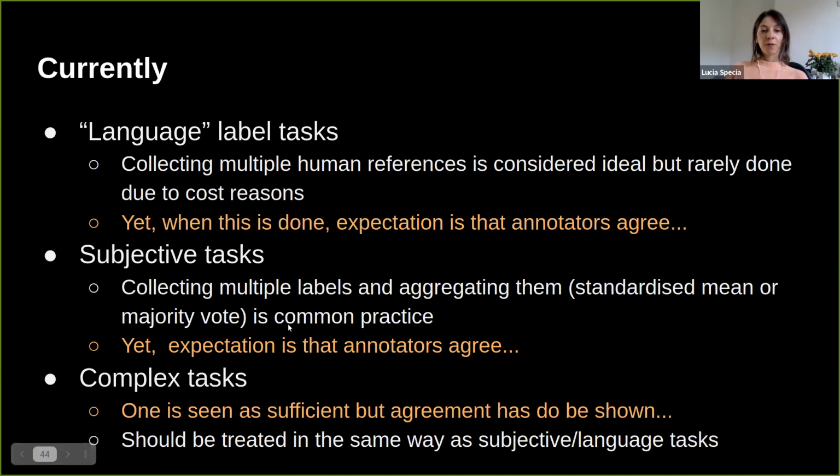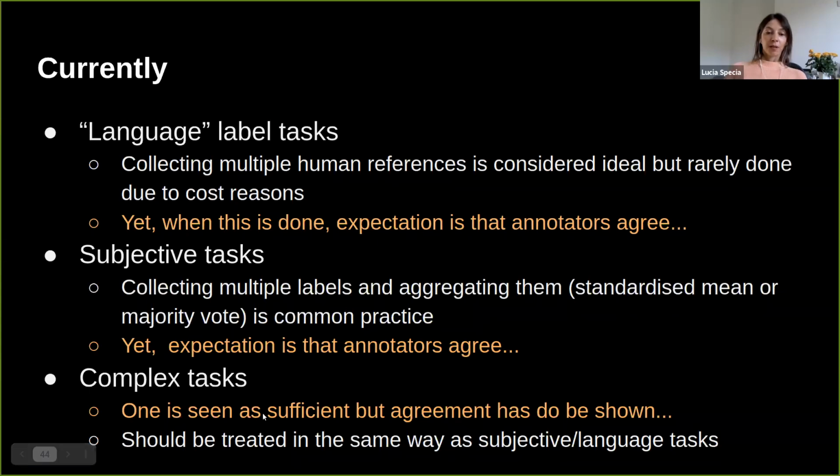And then for the subjective tasks, such as the toxicity annotation that I talked about, it seems that we're moving to a point where collecting multiple labels and aggregating them in some way is common practice. Yet you would be expected to show some form of agreement analysis for your data. So even though you're saying, I'm going to take the majority vote, or whatever aggregation technique, there is an expectation that the annotators will agree to some extent.